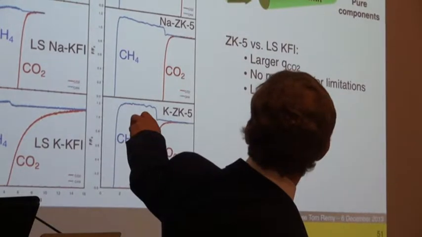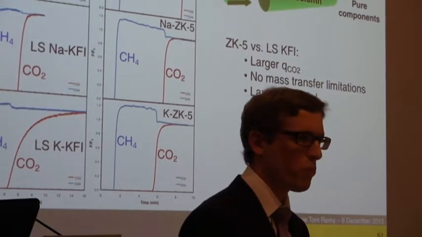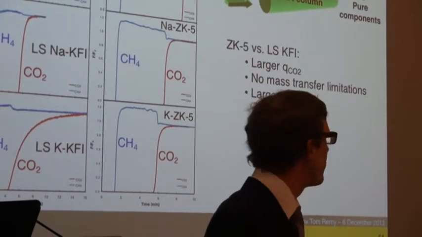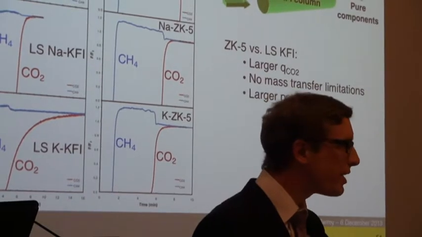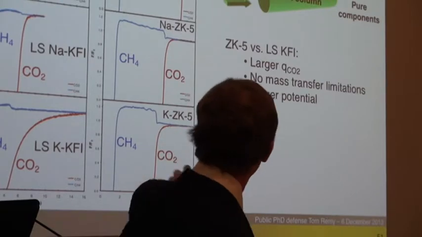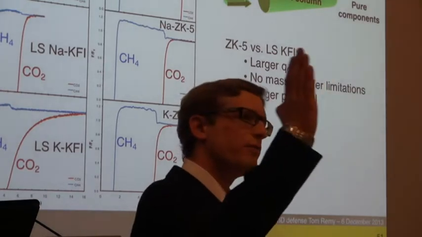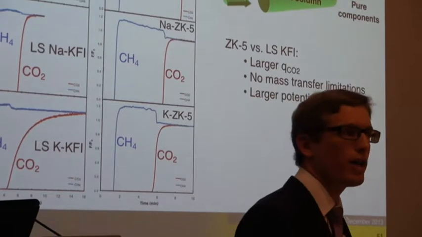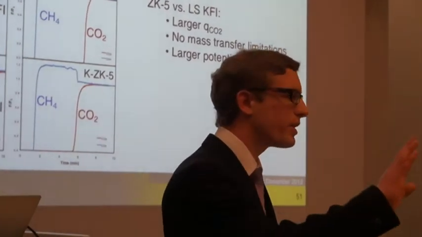Here it comes out at about 4 minutes, here about 8. And that time is a measure for the capacity. And you also want as high a capacity as possible. So the ZK5 form has a higher working capacity, and also there are no diffusional limitations, because what you see in these profiles, what you call breakthrough profiles, is that they are always very straight. They are never broad like here. And I want a straight profile. So ZK5 is better. That's one take-home message.